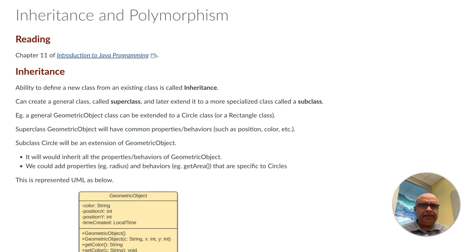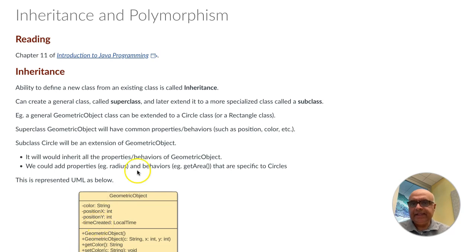It would inherit all the existing properties of geometric objects such as position and color, but it might add its own specific needs. Like for a circle, you might add radius. For a rectangle, you might add height and width. And you might also add additional behaviors, like getArea for a circle would be specialized for a circle's needs, where it might be different for a rectangle.